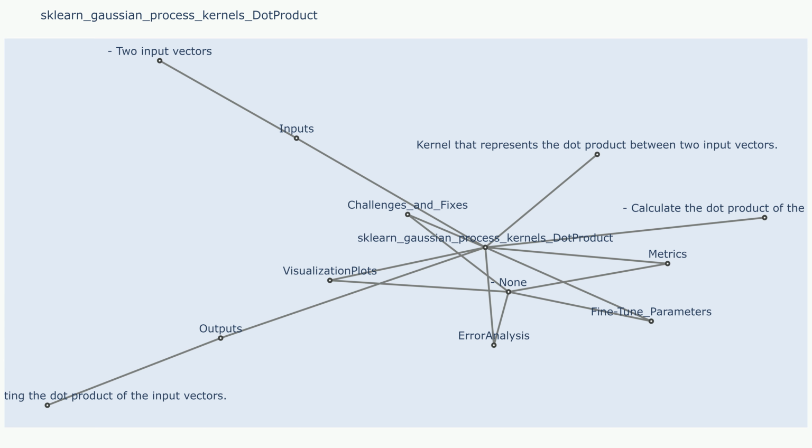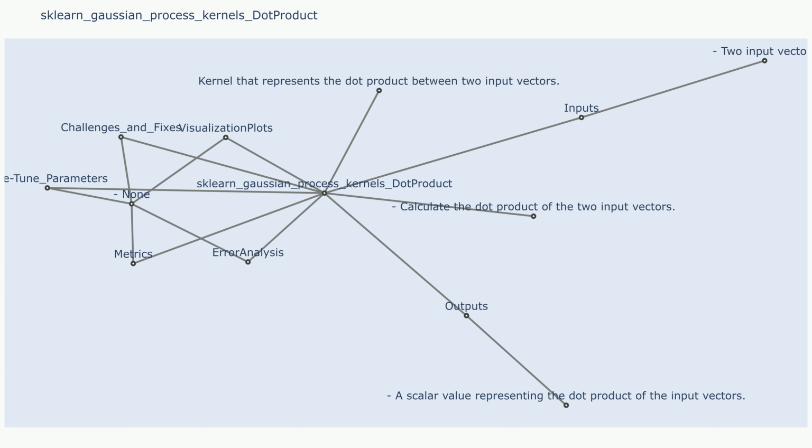Uncertainty method 1: The model provides uncertainty estimates through the variance of the predicted values. Uncertainty method 2: Confidence intervals can be constructed around the predicted values to quantify the uncertainty.